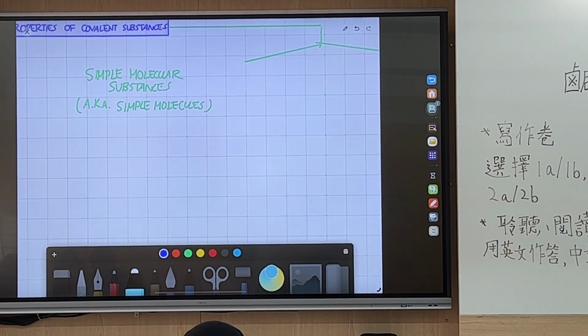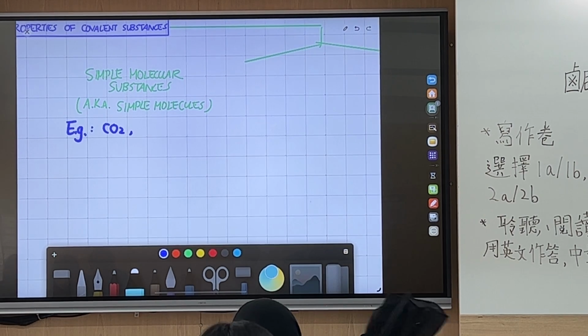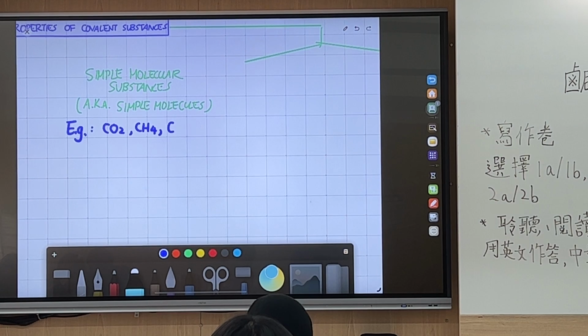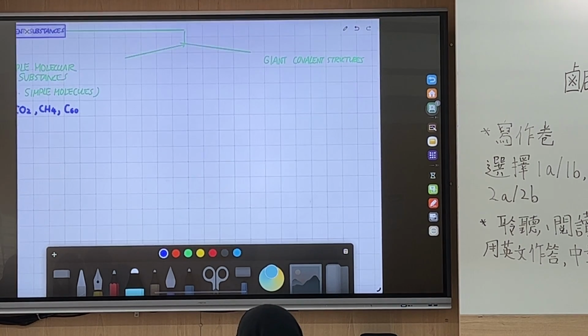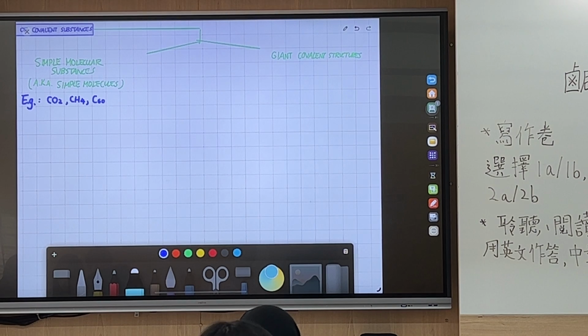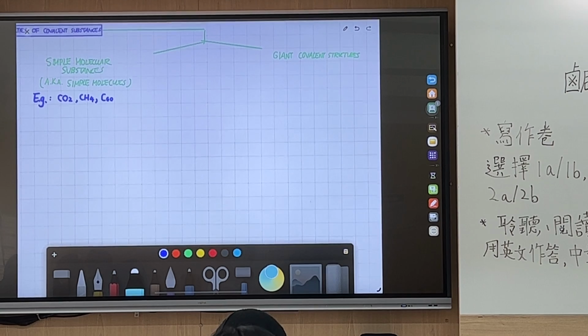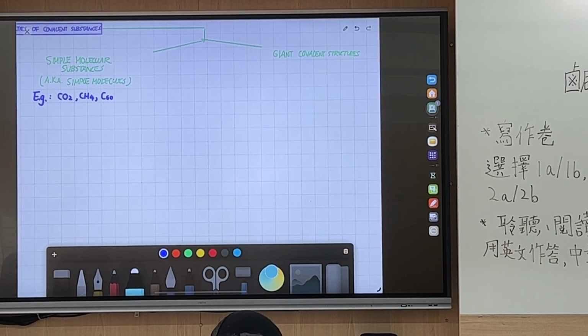examples, including CO2, CH4, C60. All these examples have one thing in common: they have a fixed countable number of atoms. Then on the opposite side, you're not filling this in on the worksheet first, but you may use the space on the back to jot this down. I still recommend you put it on the worksheet, I'm just worried that you might lose this page.